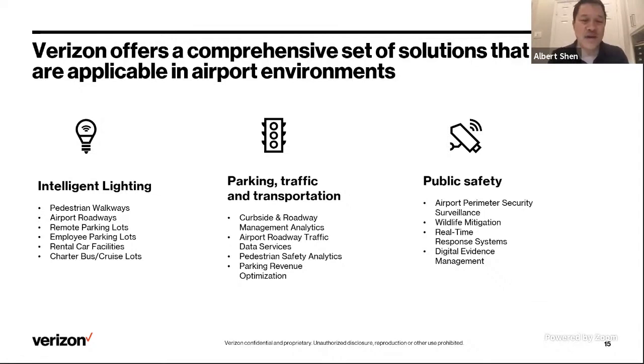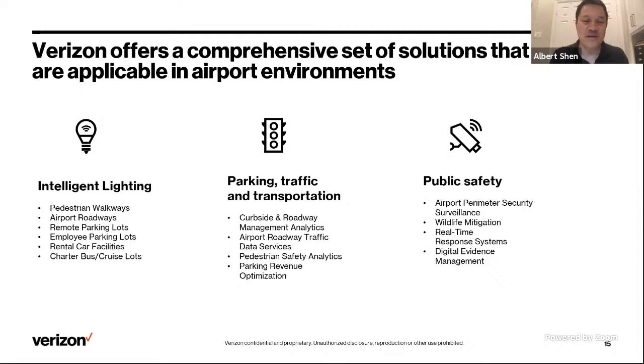On the public safety side, surveillance around the airport is very critical. There is also wildlife mitigation, identifying any wildlife that may intrude through the airport perimeter, and delivering that information much more quickly. Real-time response is for law enforcement, where we can take disparate video systems from across an airport and put them all into one common platform, so they get better situational awareness before they arrive at a situation and know what is going on.